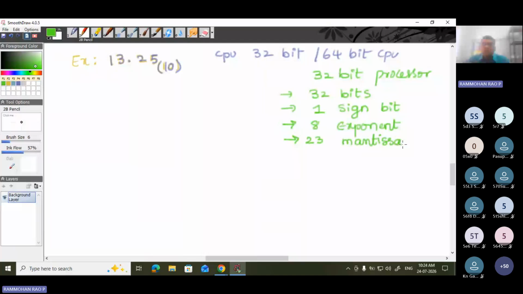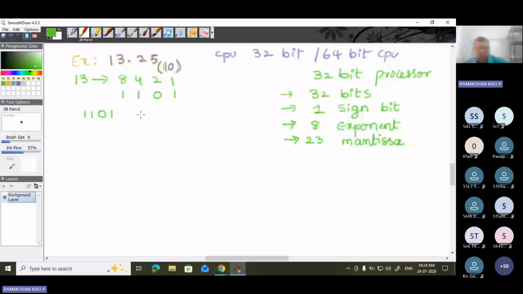Now, how exactly is this done? Let us try to understand. Let us start with the conversion first. Friends, you know very well 13.25. What is the binary code of 13? Apply the 8421 code. 8 plus 4 is 12, plus 0 plus 1. So the binary code of 13 is 1101.